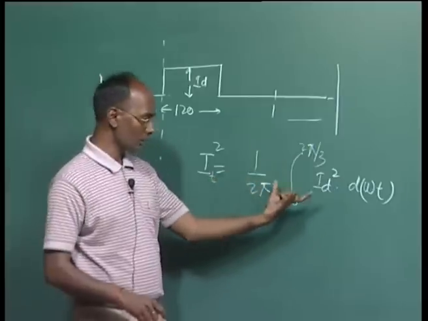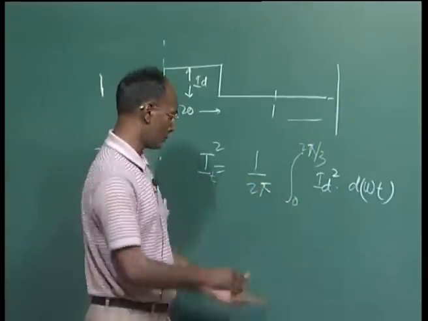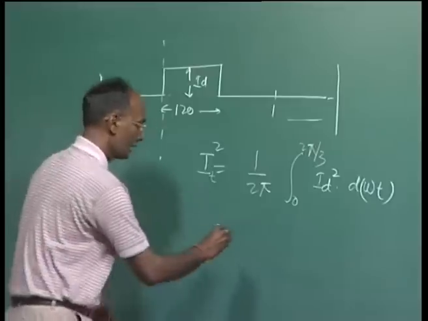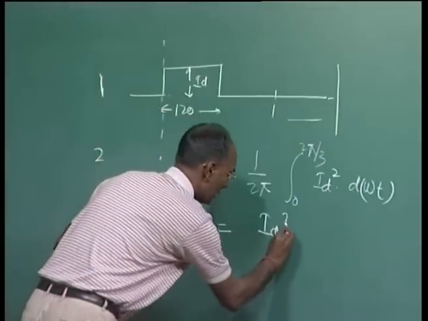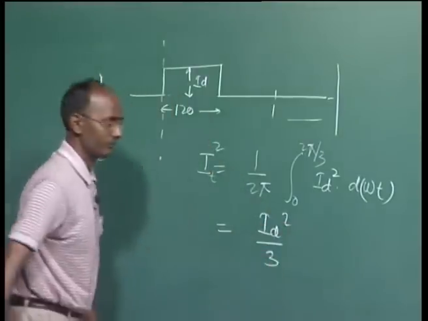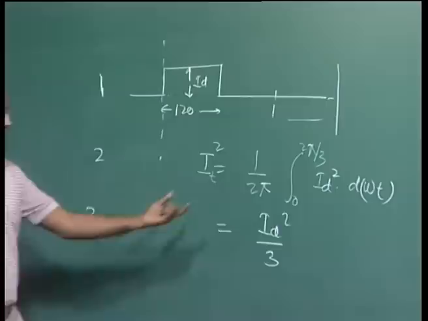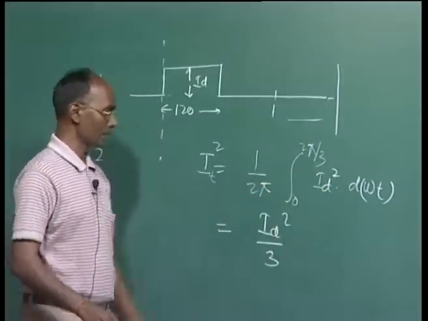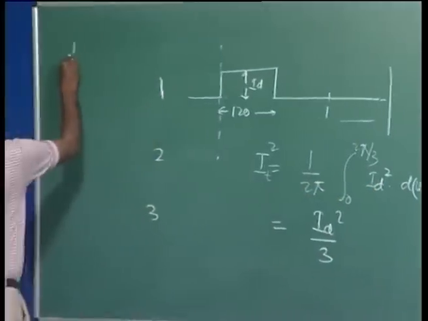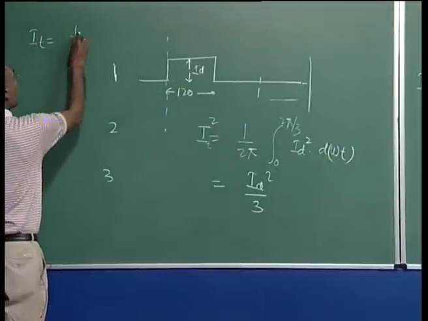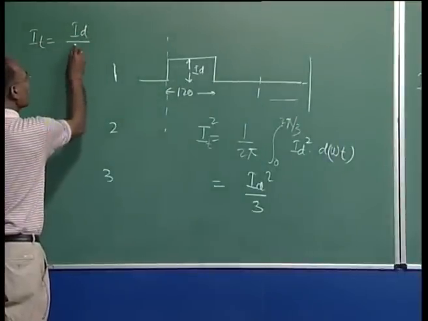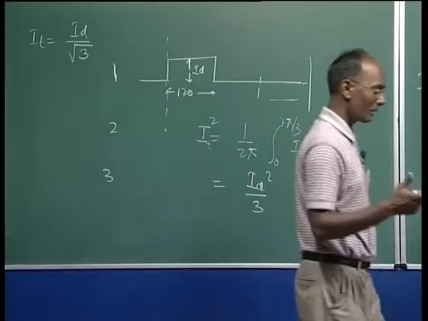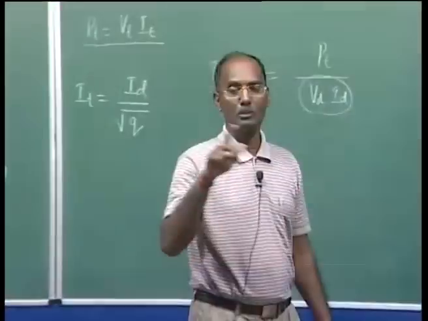So, if you put this value in and solve it, how much are you going to get? It is ID square by 3, because this 2 pi will cancel with the 2 pi by 3. We are going to get IT equal to ID over under root 3. And this 3 is nothing but the 3 valves in a commutating group.